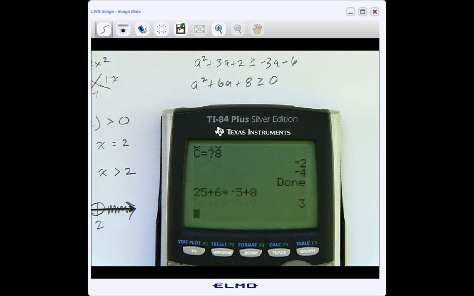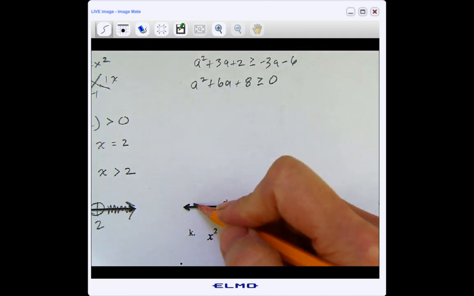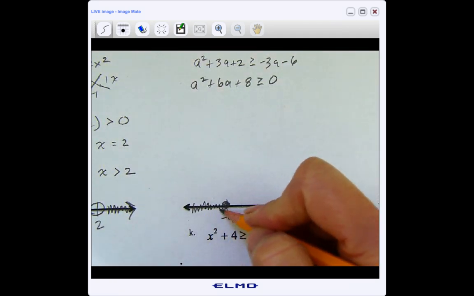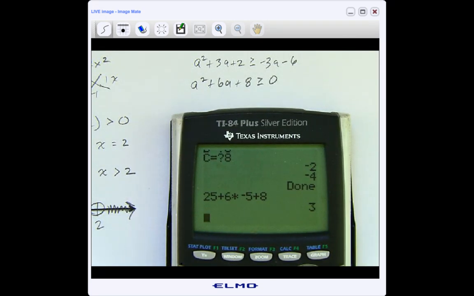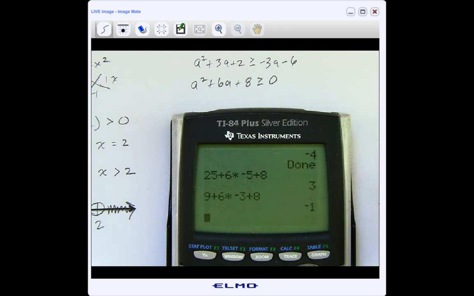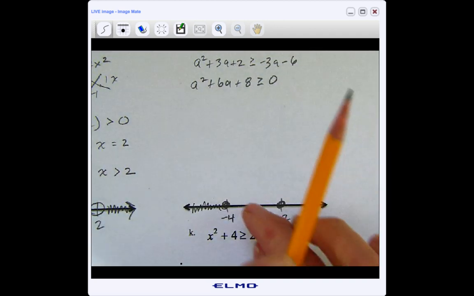Okay, is that true? 3. Is 3 greater than or equal to 0? It is. So I'm going to shade this area. Now I'm going to try something between -4 and -2 and see if that works. So -3 squared, so that's 9, plus 6 times -3 plus 8. Is that greater than or equal to 0? Well, -1 is not greater than or equal to 0, so I'm not going to shade this area.